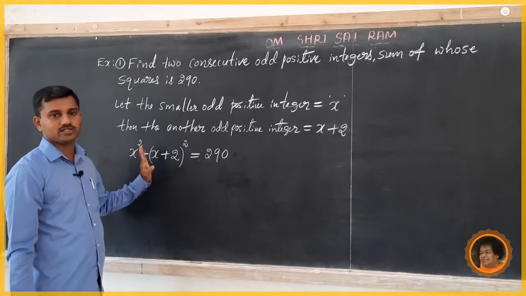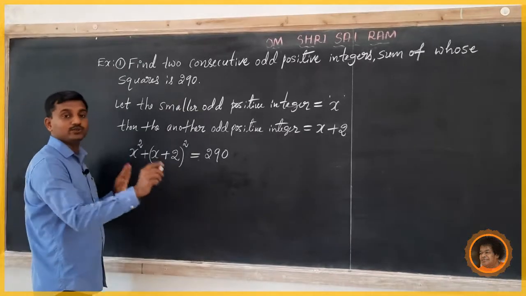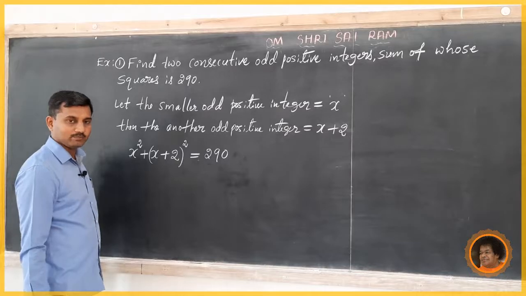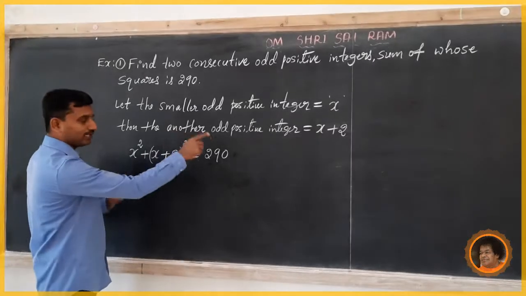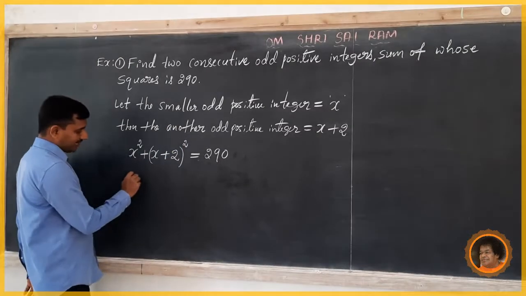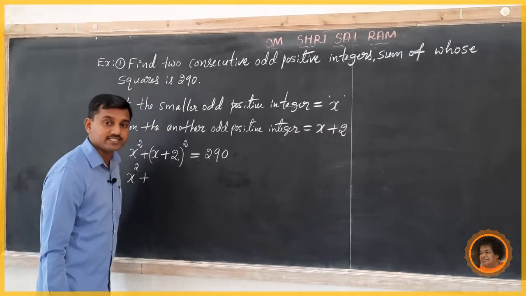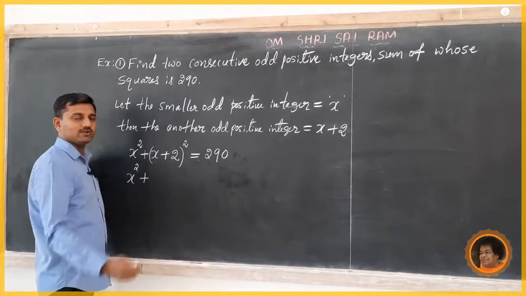Now solve this equation. First convert it into the standard form of the quadratic equation, ax square plus bx plus c equal to 0. So x square plus x plus 2 whole square, in the form of the identity a plus b whole square. Just recall the identity.